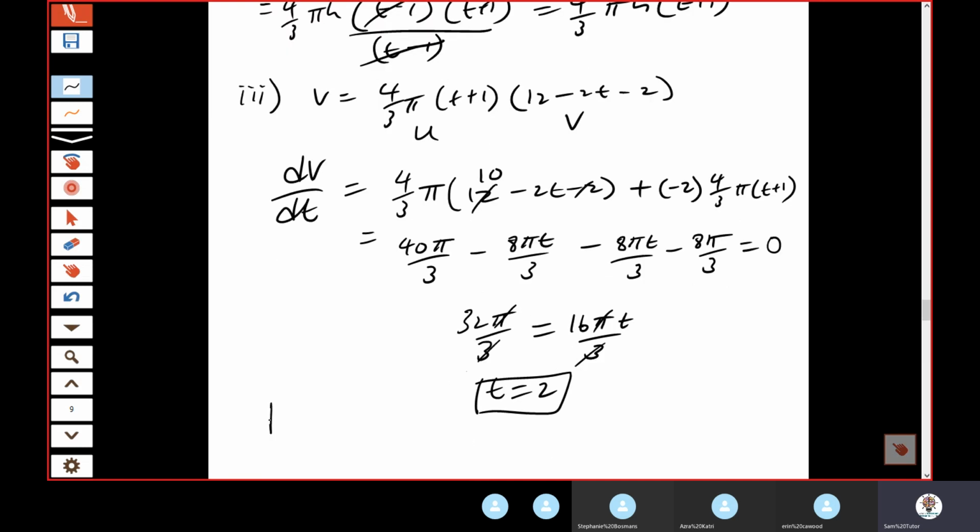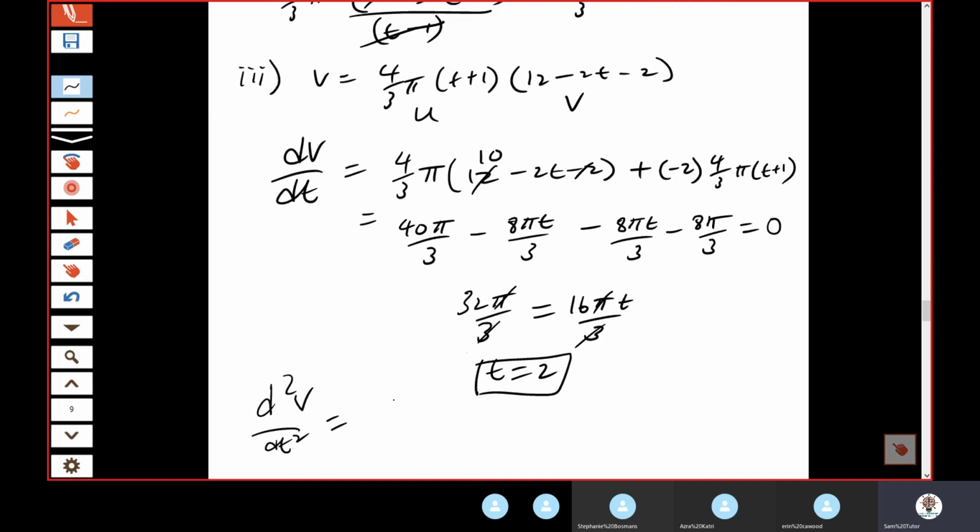And then do your second derivative. Second derivative. I'm not going to do it. Let's not waste any more time on it, because I'm sure we can get what to do from there.